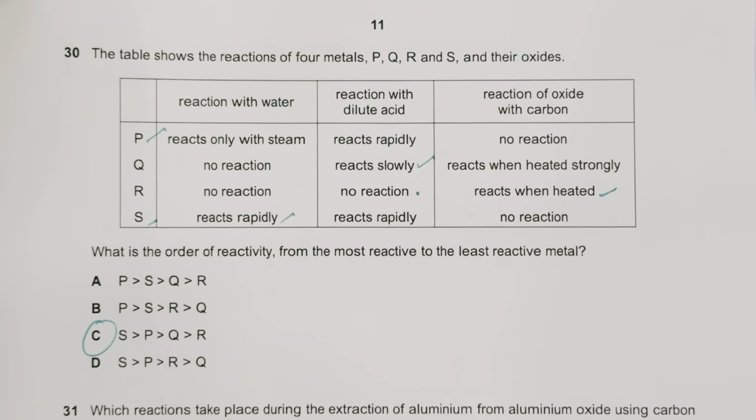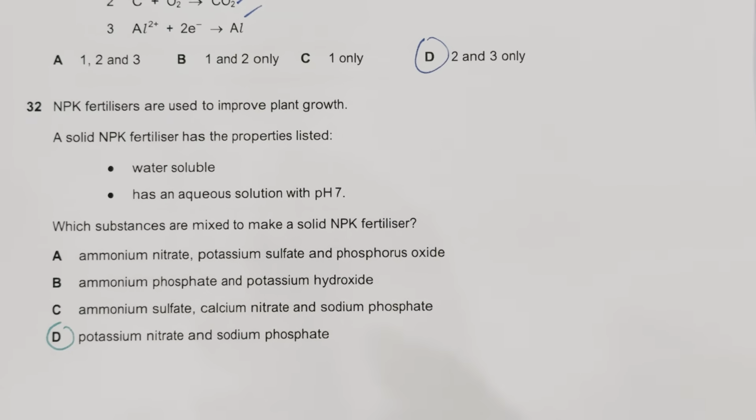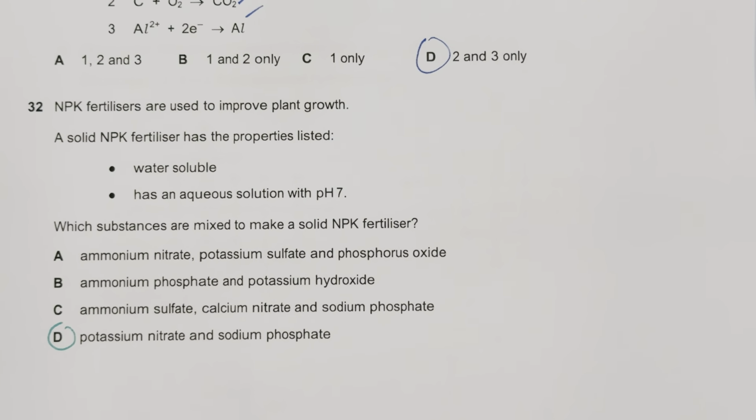Okay, ammonium nitrate, potassium sulfate and phosphorus oxide, ammonium phosphate and potassium hydroxide, ammonium sulfate, calcium nitrate and sodium phosphate, potassium nitrate and sodium phosphate. This is the right answer because they are water soluble and they have a value that is greater than pH 7.